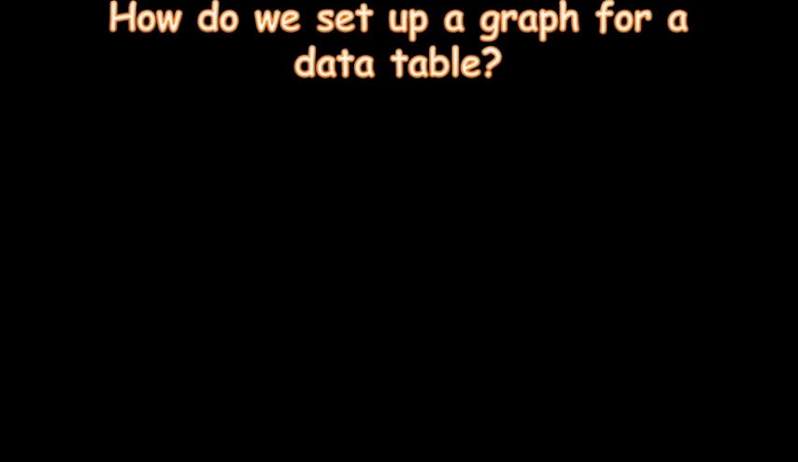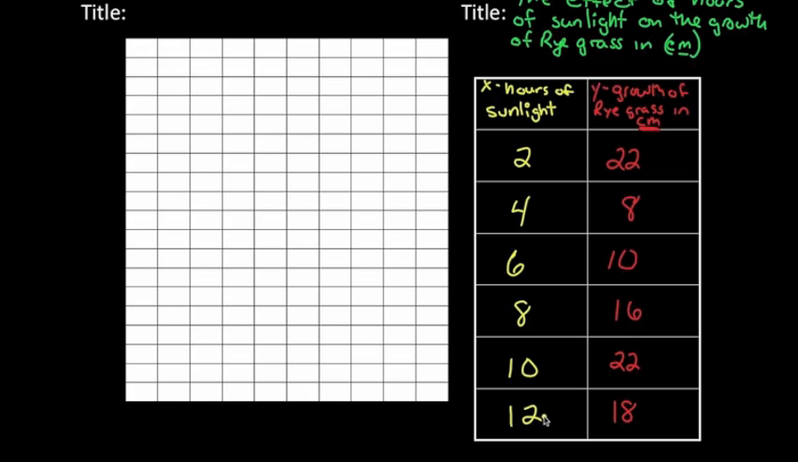Today we're going to discuss how we set up a visual representation of the data table, what we call a graph. So when we graph something, we base it on a data table. Okay, so we're going to use the information that we collected the other day and put in our data table, and we're going to graph it. So first things first, we have to place the independent variable on the horizontal axis.